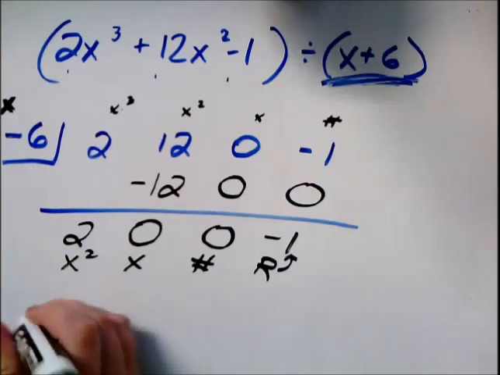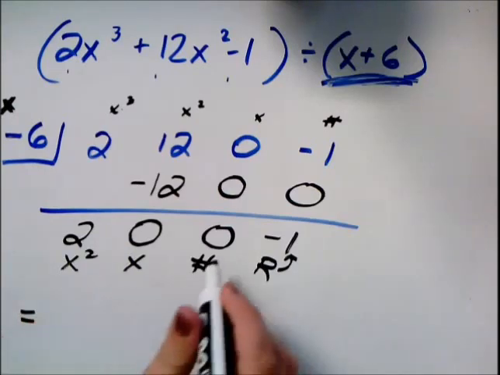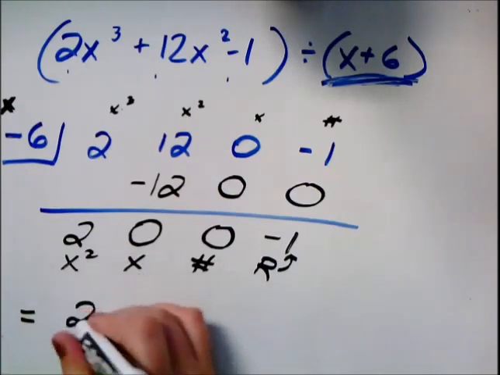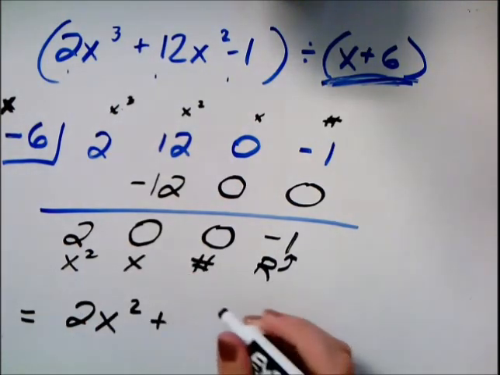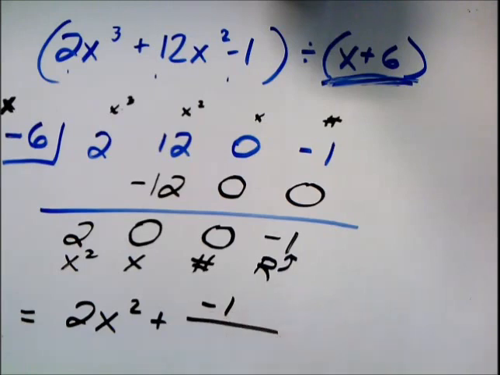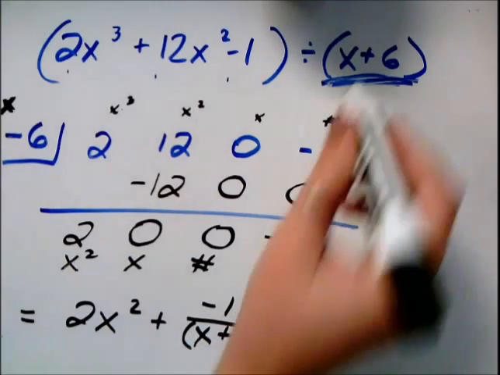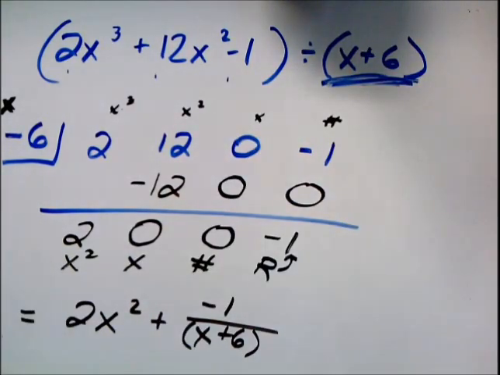So I can write down my final answer and say, it looks like 2x squared plus 0x plus 0, so I don't have to write a bunch of plus zeros. And the remainder, what's the remainder mean? Well, just like in long division, it's the part that I couldn't get x plus 6 to divide into, and so the remainder is over whatever you were trying to divide by.